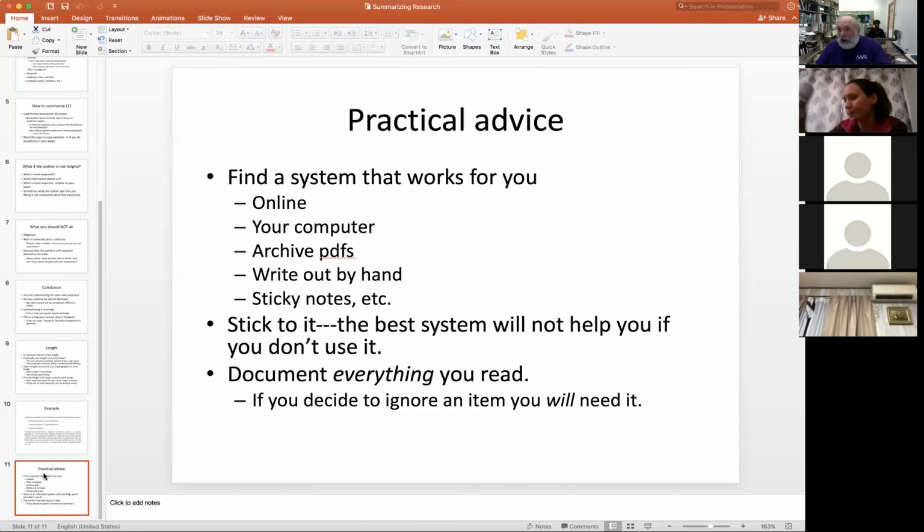The next thing is, you have a system, now stick to it. If you don't use it, the best system in the world isn't going to save you, because a system is only as good as your actually using it. Don't waste your time setting up this wonderful system and then not use it. And I've seen people do that.